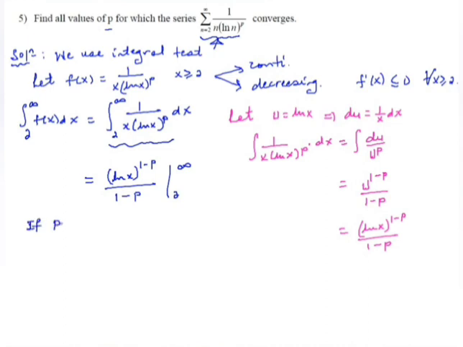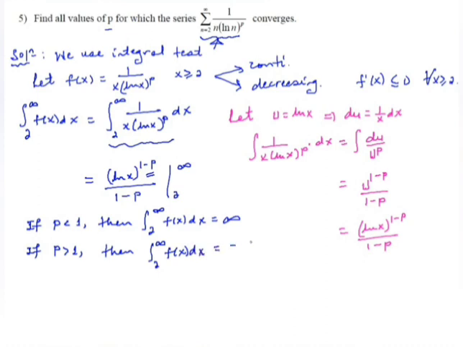If p is less than 1, then this integral from 2 up to infinity is infinite. For p greater than 1, when we evaluate the integral, we will get some fixed number, which is minus 1 over 1 minus p, so the integral becomes a number. So the series converges whenever p is greater than 1.